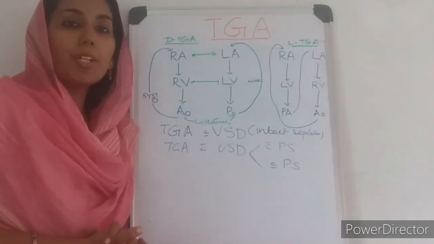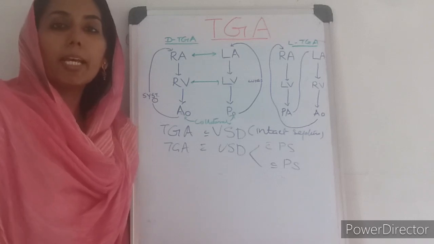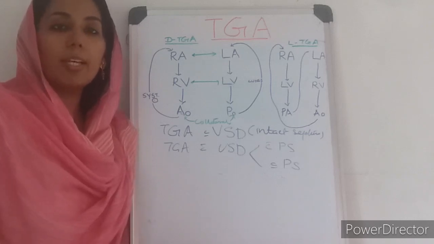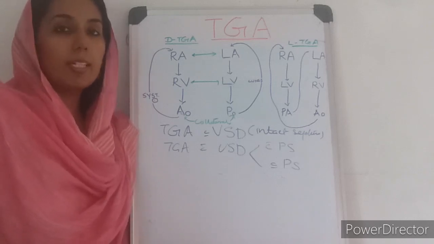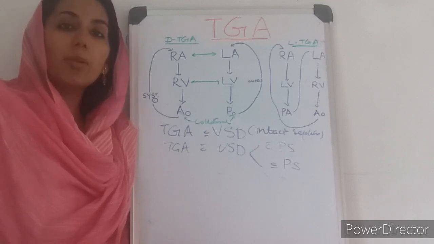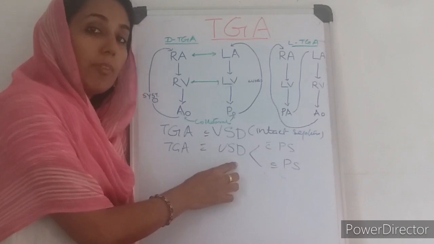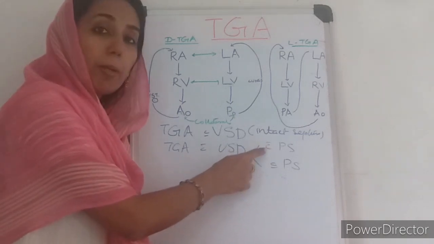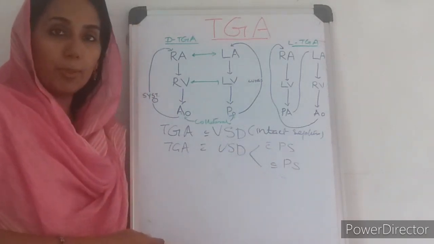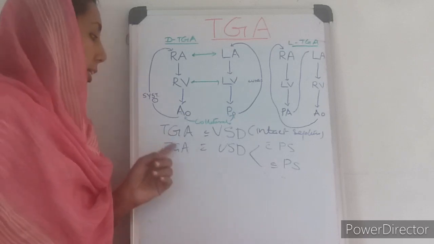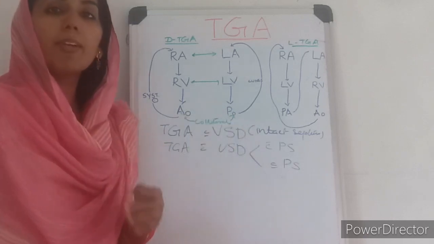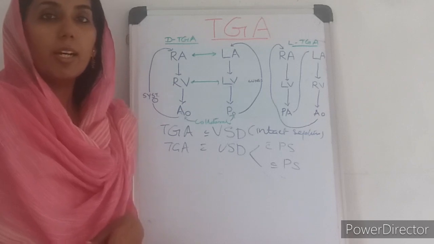Coming to the classification of TGA, TGA can be divided broadly into TGA with intact ventricular septum, that is there is no VSD out there, and another one is TGA with VSD. Again, this is further divided into TGA with VSD with pulmonary stenosis and without pulmonary stenosis. Why is it important here is, TGA with VSD with PS will behave like a Fallot's tetralogy.